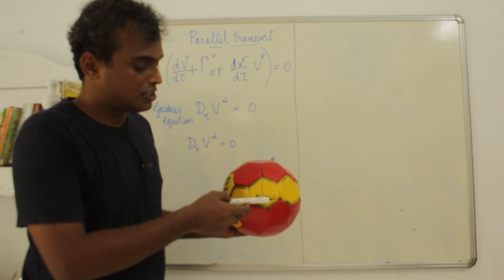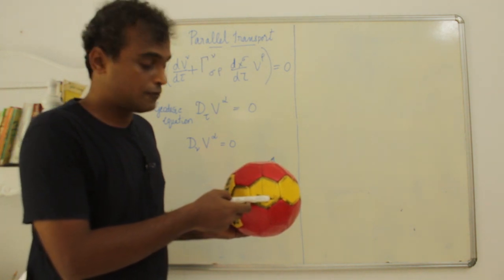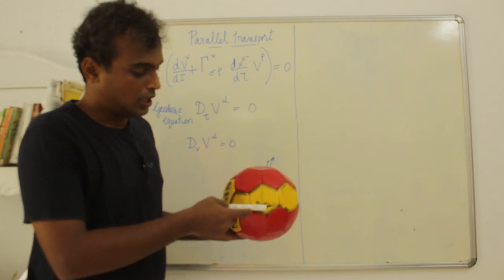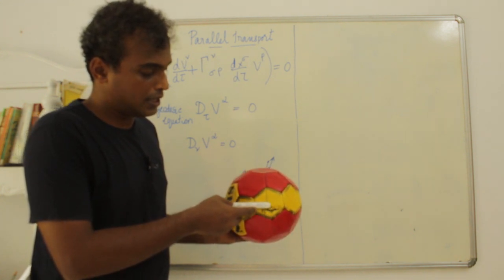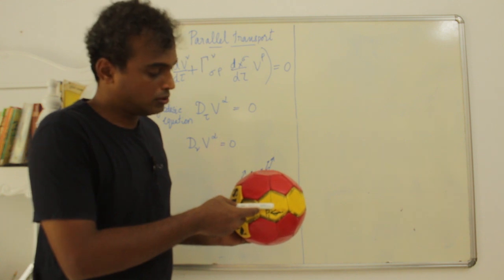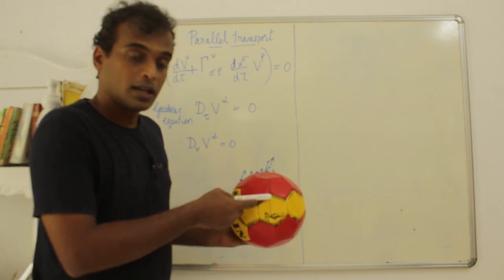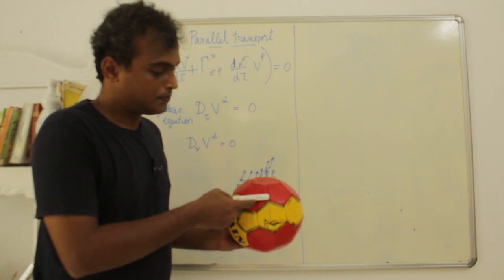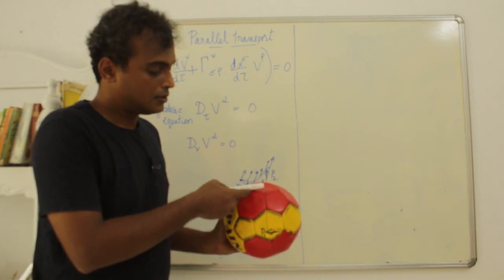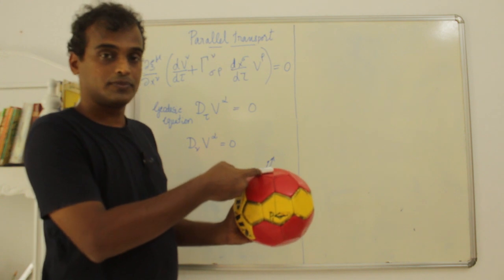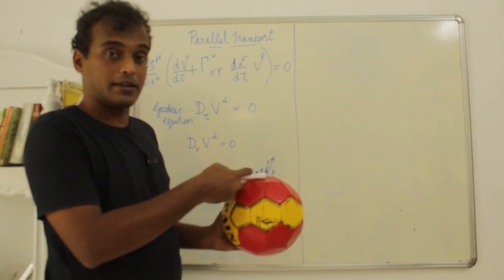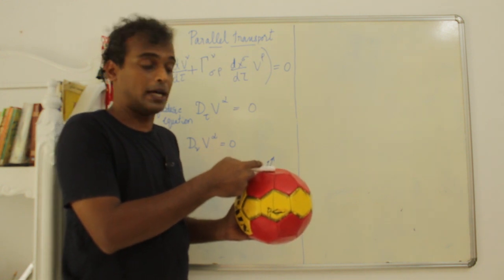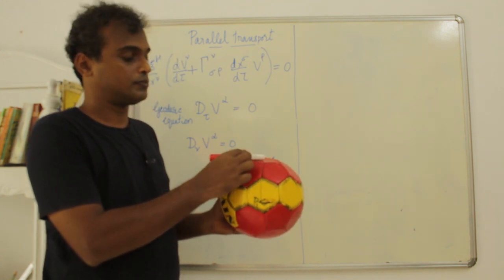Now let me transport this vector parallel to itself from point P1 to point P2 on the north pole. I'll do that by ensuring that at every point along this curve, the vector is as much parallel to the previous point as possible. So I reach here. So this is the vector that I get by transporting a tangent vector to the equator parallel to itself to the north pole.